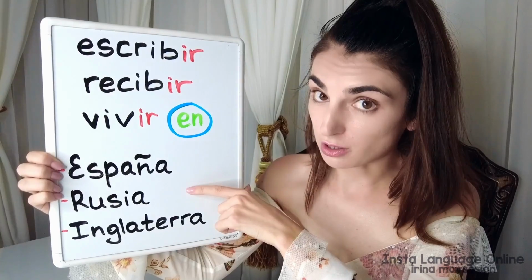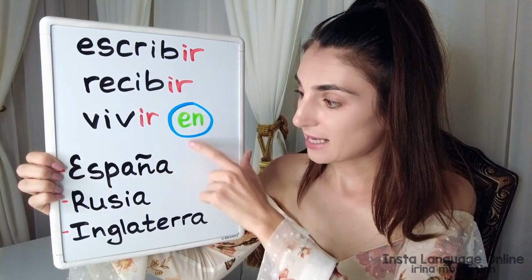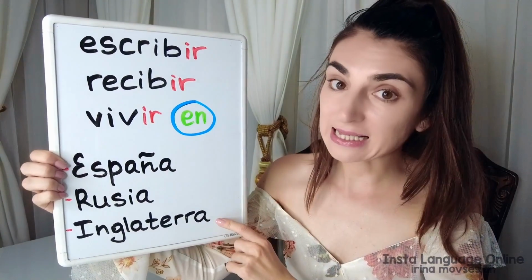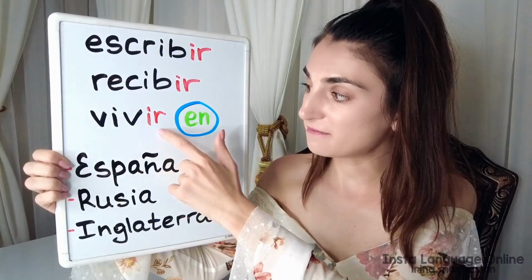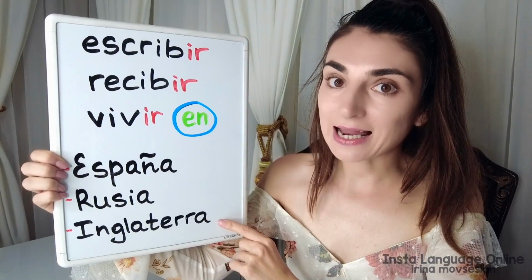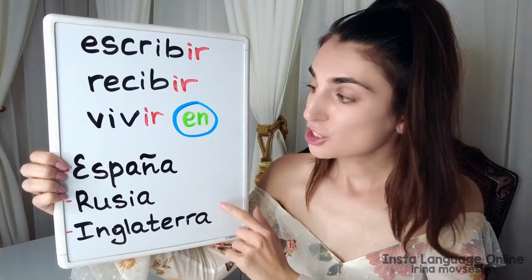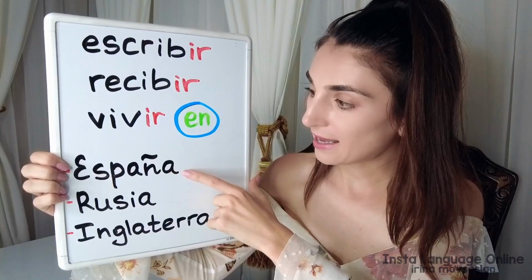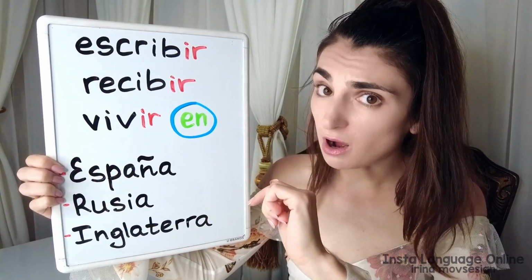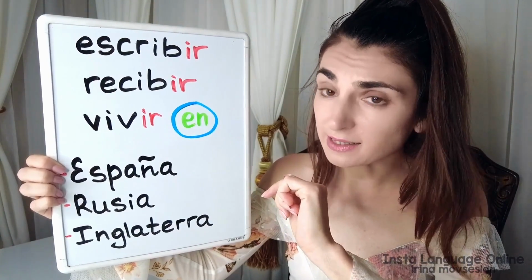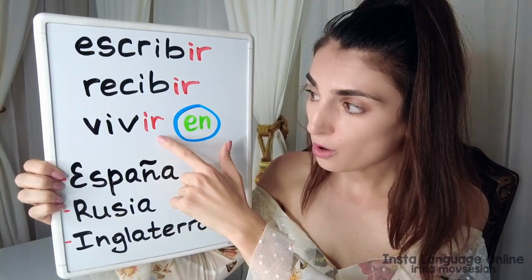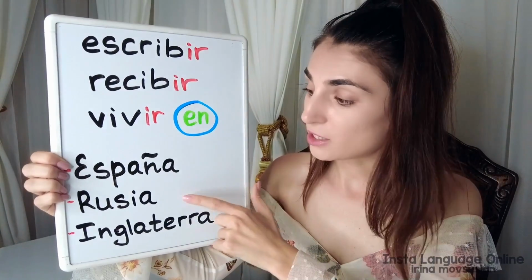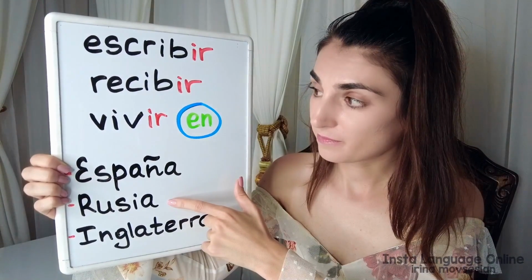You live in Russia. Vives en Rusia. He lives in England. Él vive en Inglaterra. She lives in Spain. Ella vive en España. You guys don't live in England. No vivís en Inglaterra.